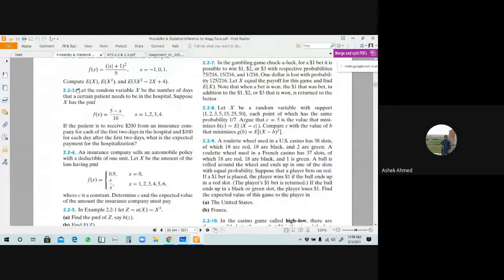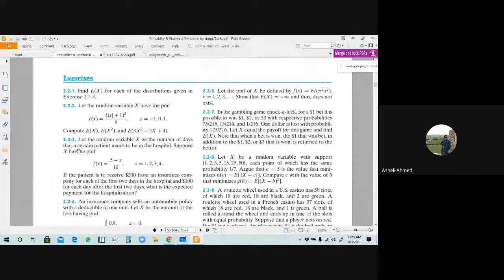There is a given problem. This is a very, very important problem in topic 2.23. Let the random variable x be the number of days that a certain patient needs to be in the hospital. Suppose that the PMF of x is f of x equals 5 minus x by 10 here.